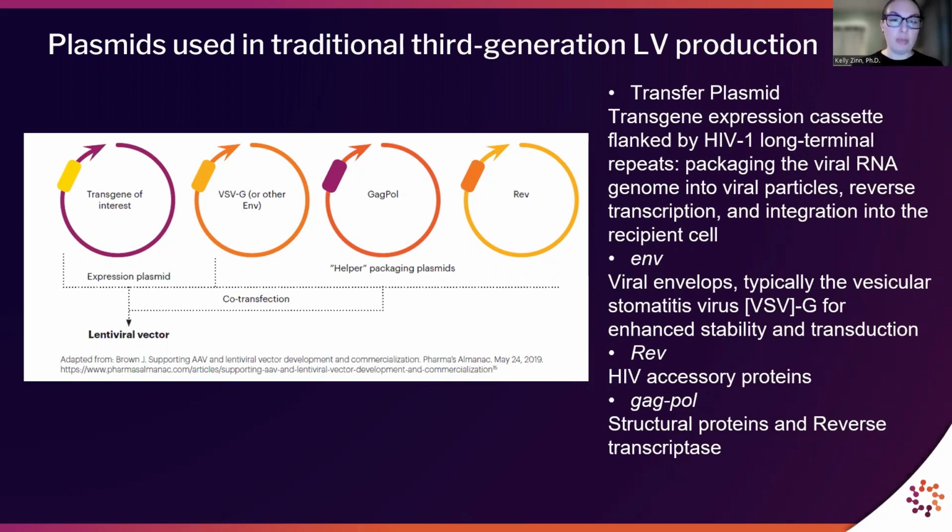The envelope plasmid contains viral envelopes, which are typically derived from the vesicular stomatitis virus, VSVG, and they confer enhanced stability and transduction. The rev plasmid contains HIV accessory proteins, notably the rev regulatory protein, which is required for post-transcriptional transport of viral RNA. And lastly, the GAG-pol plasmid contains structural proteins. These are group antigens referred to as GAG and reverse transcriptase.